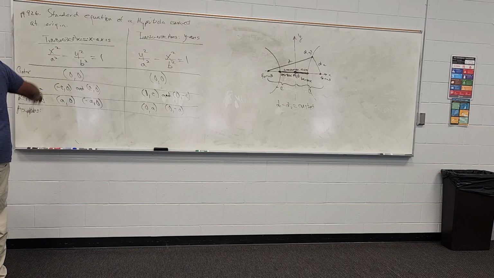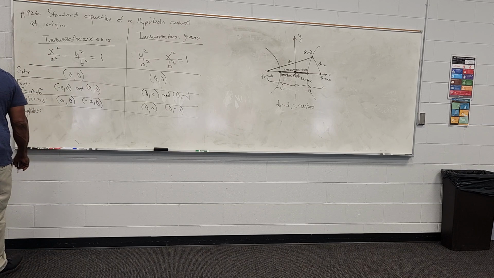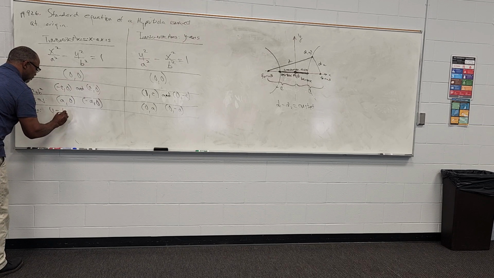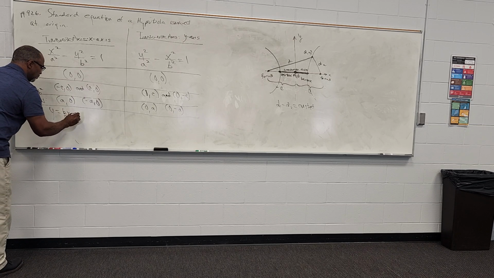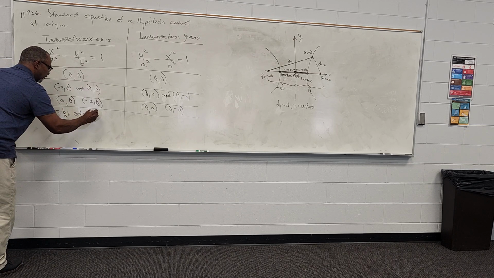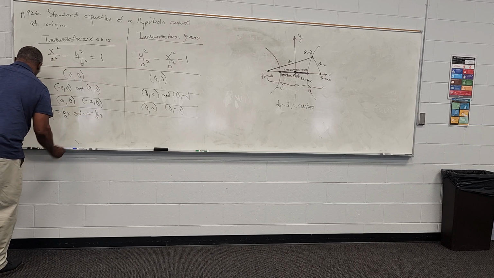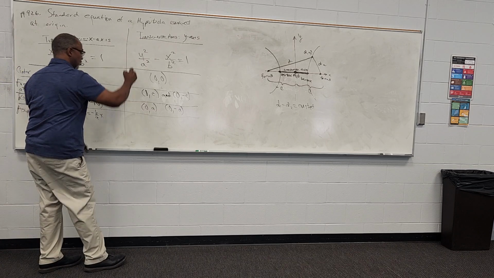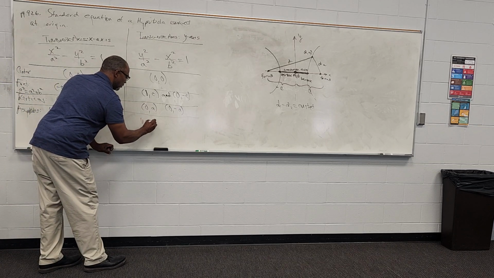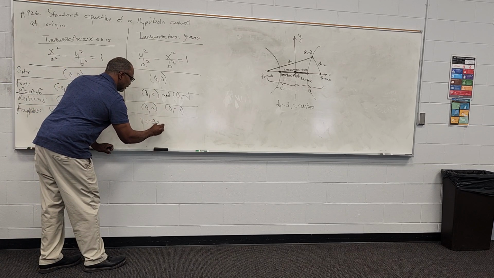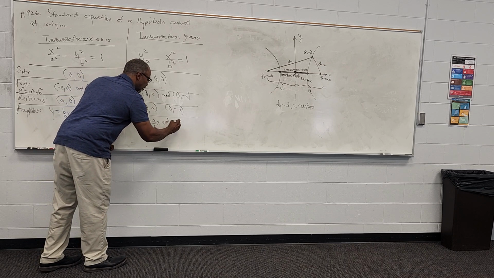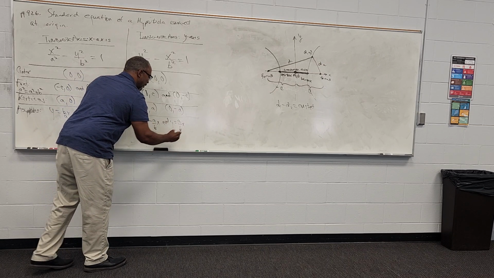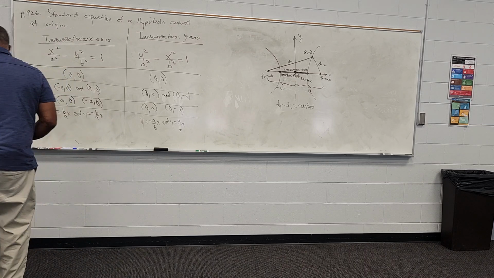So the asymptotes, if the transverse axis is the x-axis, the asymptotes are y equals b over a x and y equals negative b over a x. Okay? And if the transverse axis is the y-axis, the asymptotes are y equals negative a over b x and y equals positive a over b x. Okay?